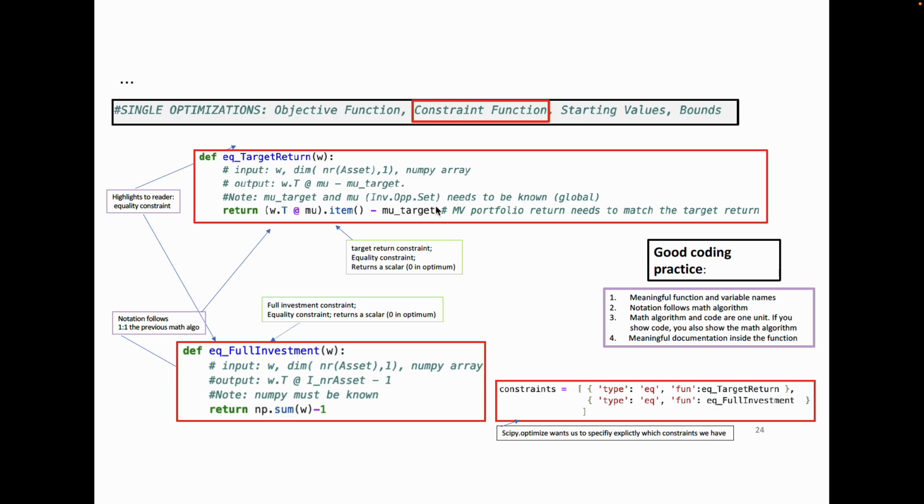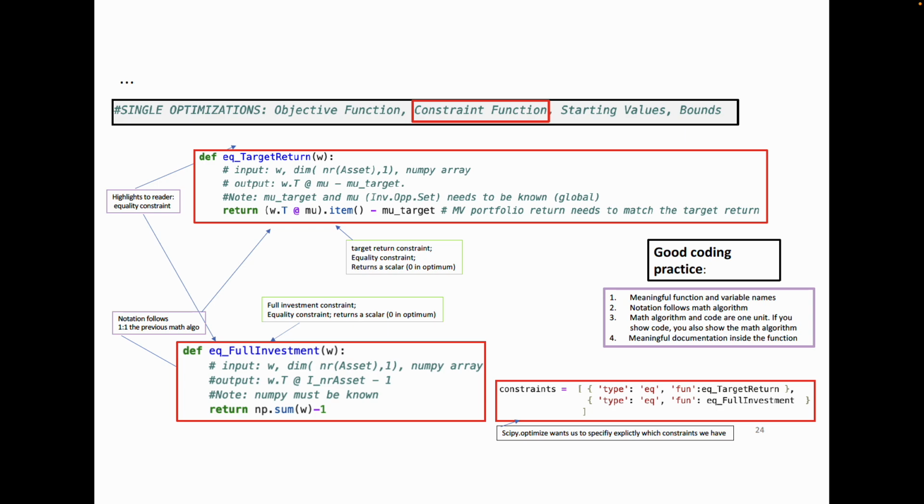But I'm explaining again here what I'm doing. And in the return, I clearly see what the return is. It will be input W transpose mu. So that's the expected return of portfolio W. I take dot item, so now it's a scalar, and now I subtract from it the target expected return. That's why the target expected return needs to be known. So it's like a global variable. It's not so nice for coding, but it's good enough for teaching code. So the mu target must be known before this function is called.